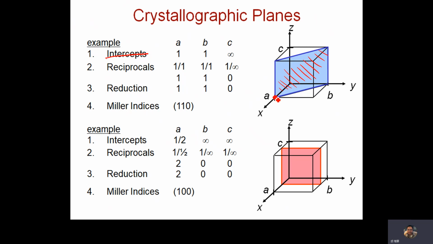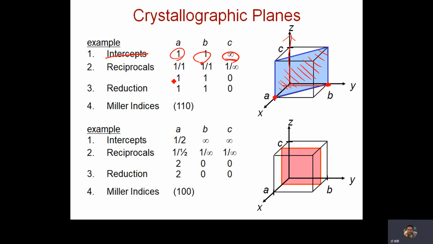Let's look at it. This is the intercept on the x axis, right? And this is the intercept on y, right? And what's the intercept on the z direction? No, you cannot find it, right? That's because this plane is parallel to the z direction. When a crystallographic plane is parallel to an axis, we use the infinity sign to represent this parallel. Therefore, for this plane, it intercepts the x-axis, intercepts y, and is parallel to z.